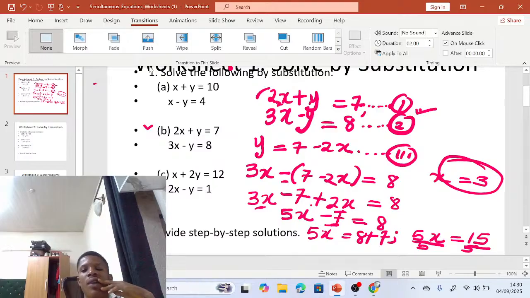So for us to get the value of y, you know that from equation 3, we've already said that y is equal to 7 minus 2x. So I want you guys in the comments to tell me the value of y. Do that fast, please.